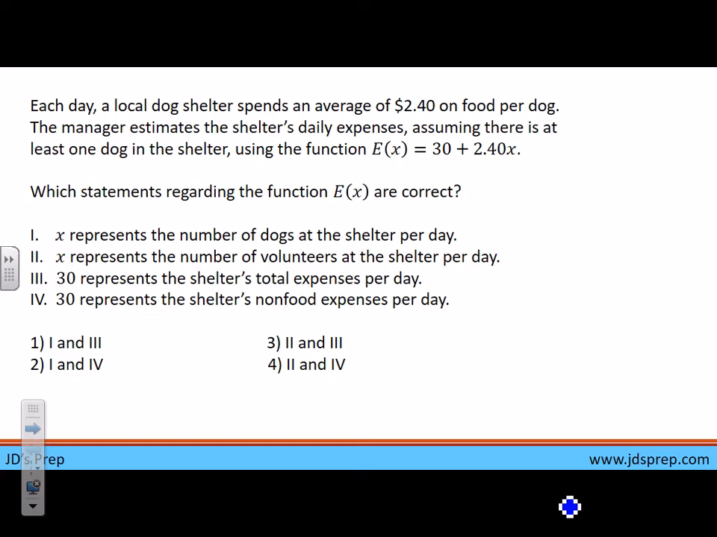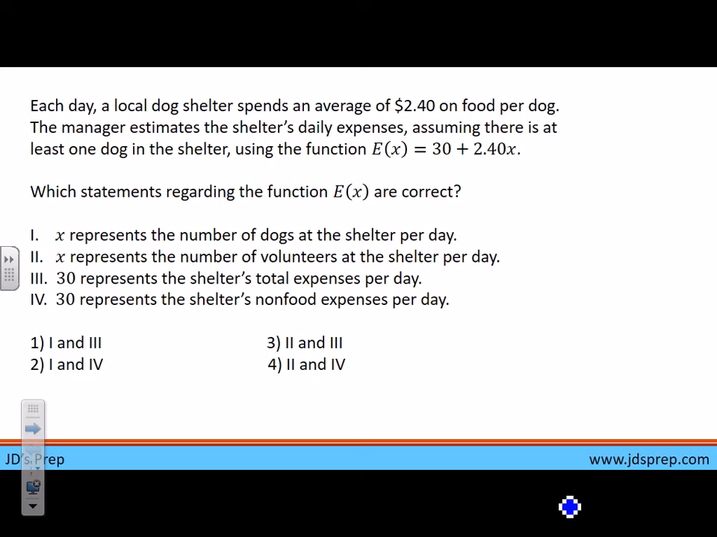In this problem, we are given a scenario regarding a local dog shelter. It tells us that each day a local dog shelter spends an average of $2.40 on food per dog. The manager estimates the shelter's daily expenses, assuming there is at least one dog in the shelter, using the function e of x equals 30 plus 2.40x. And we are given four statements regarding the function e of x.